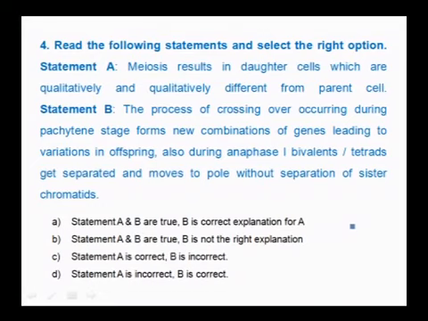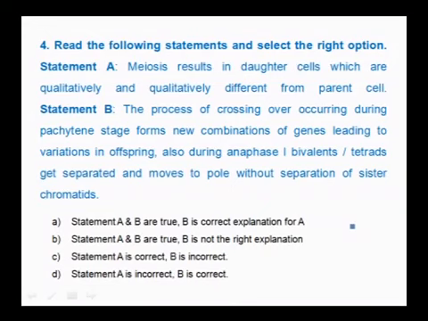Question 4. Read the following statements and select the right option. Statement A. Meiosis results in daughter cells which are qualitatively and quantitatively different from the parent cell. B. The process of crossing over occurring during the pachytene stage forms new combinations of genes leading to variations in the offspring. Also during anaphase 1, bivalents or tetrads get separated and move to the pole without separation of sister chromatids. This question is actually the explanation for the third question. Statement B clearly explains why anaphase 1 is considered the reducing stage.